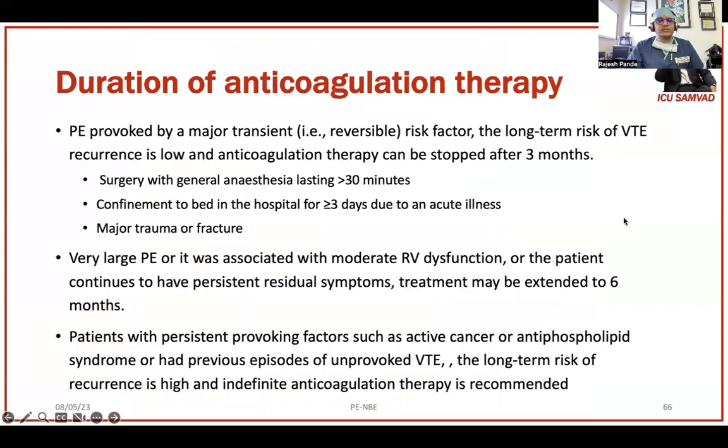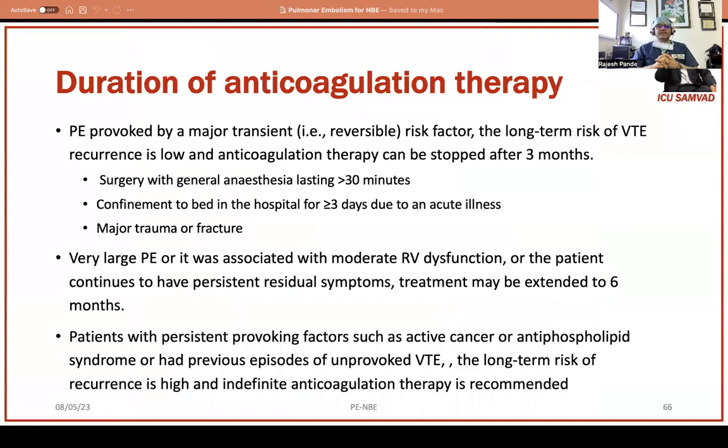Duration of anticoagulation: in a normal pulmonary embolism where the risk factors are reversible, the long-term risk of venous thromboembolism is low. You can remember that it is up to 3 months. This includes patients who have undergone surgery with general anesthesia lasting more than 30 minutes, who have been confined to bed for more than 3 days, or had major trauma or fracture.